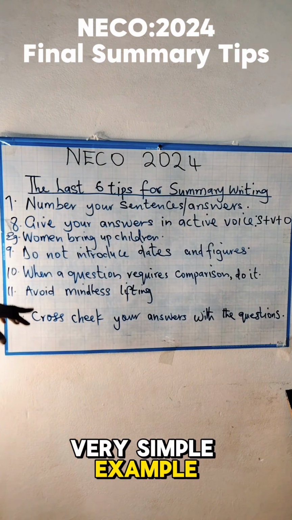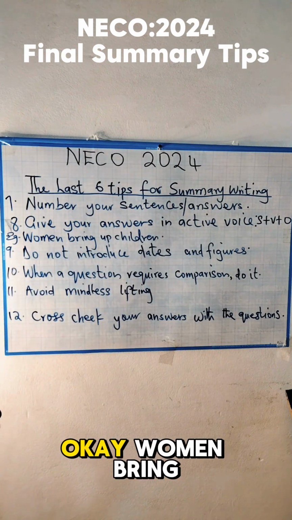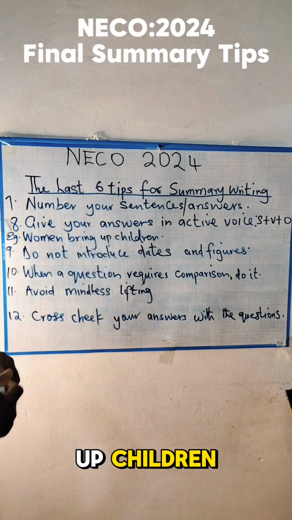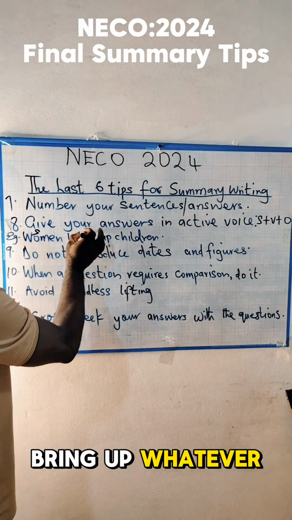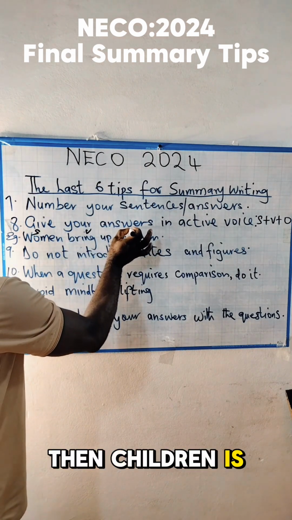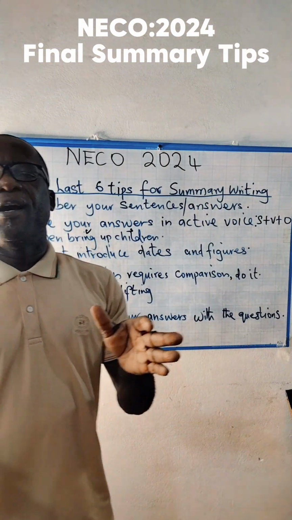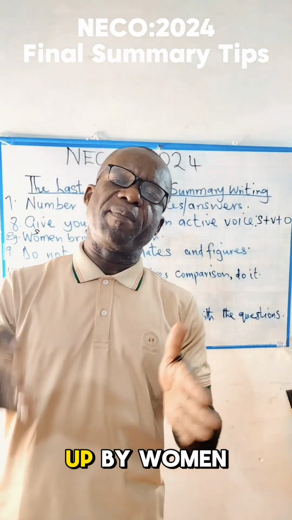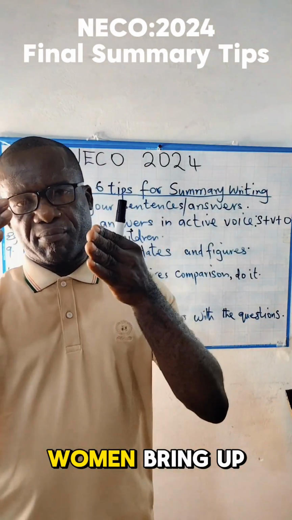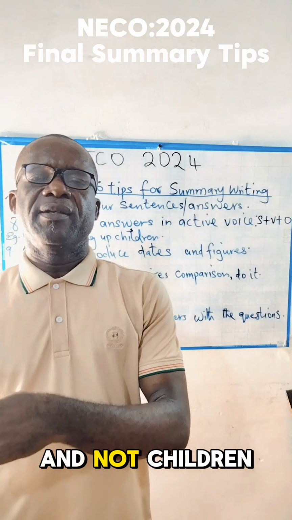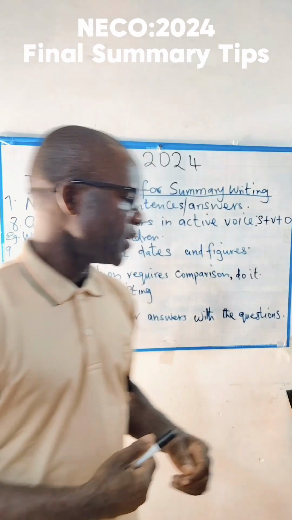Look at a very simple example. Women bring up children. Women here is our subject, bring up is our verb, then children is our object. It would be wrong to say children are brought up by women. In a summary question, no. It should be women bring up children and not children are brought up by women.